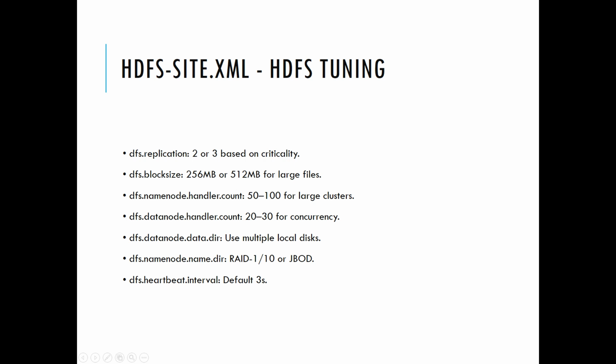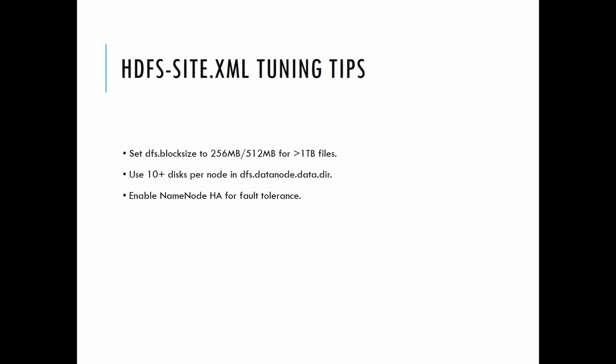The default heartbeat interval for DataNodes is 3 seconds, controlled by dfs.heartbeat.interval. For clusters storing more than 1 terabyte of data, increase dfs.blocksize to 256 or 512 megabytes to reduce metadata load. Ensure that each DataNode has 10 or more high-performance disks configured in dfs.datanode.data.dir. To maximize fault tolerance and service continuity, enable NameNode high availability, often abbreviated as HA. These optimizations enhance both resilience and throughput of the HDFS layer.